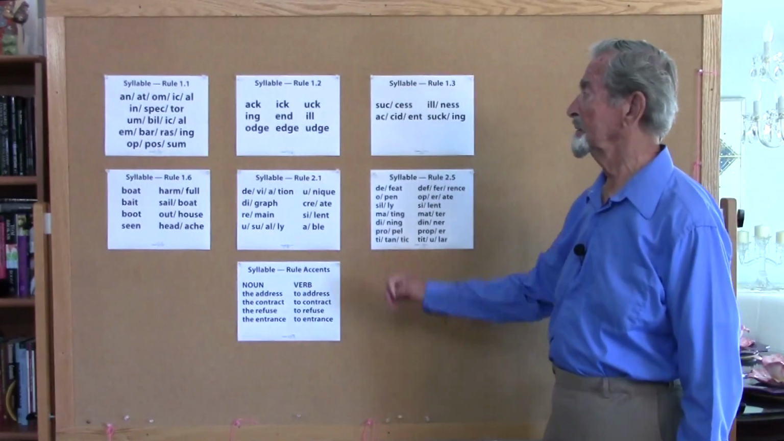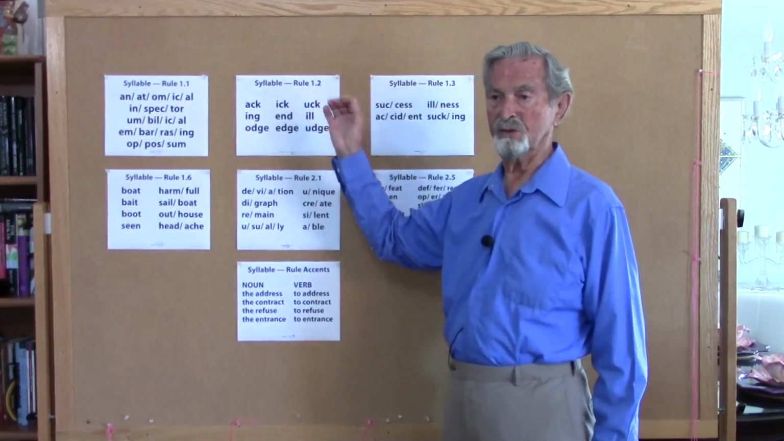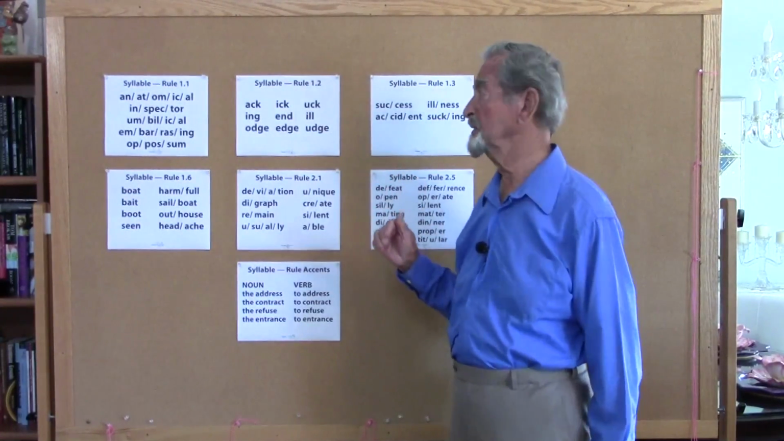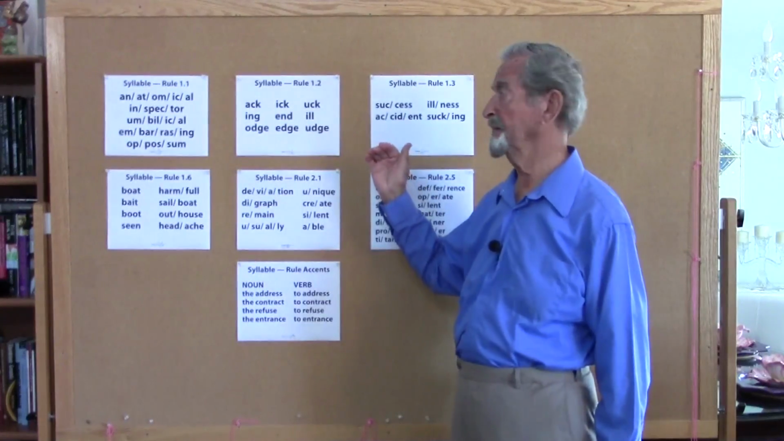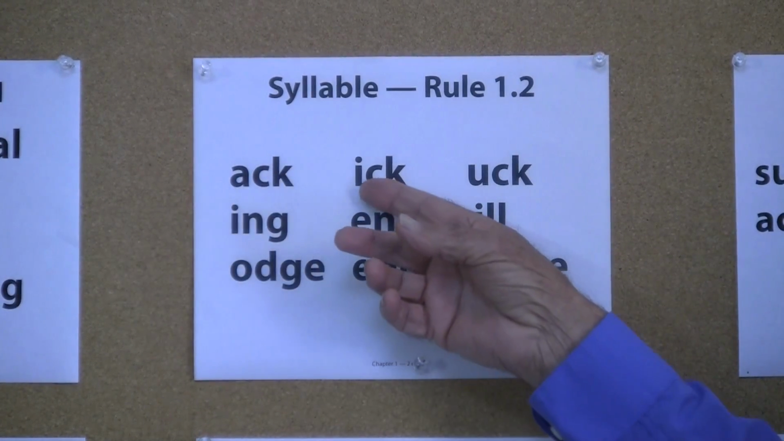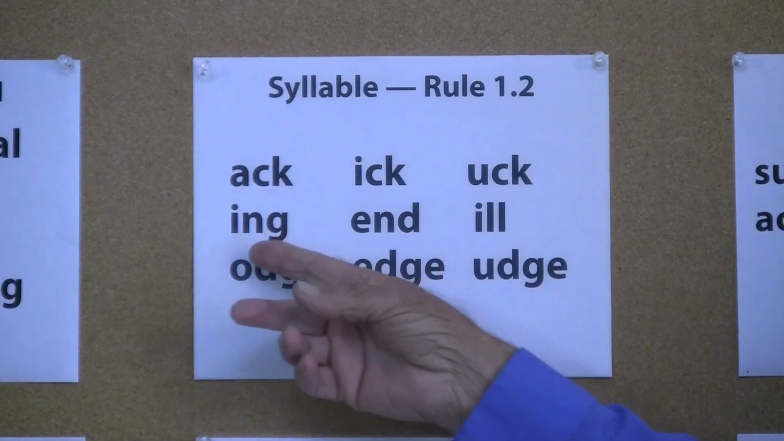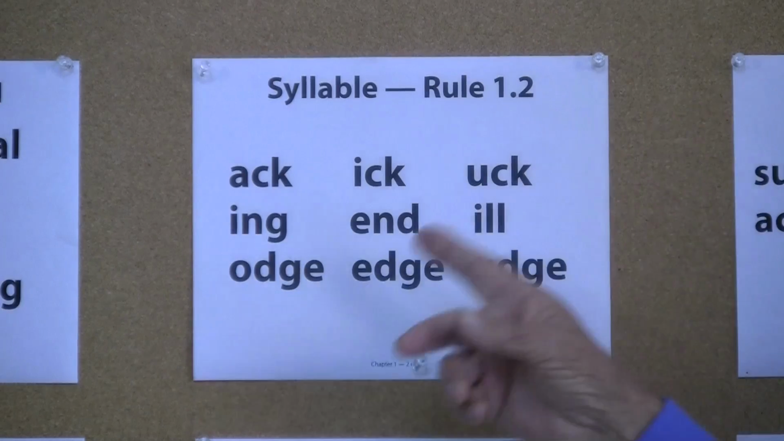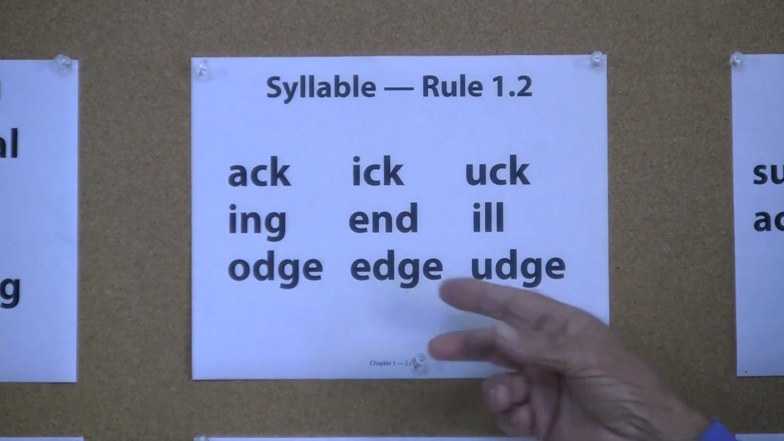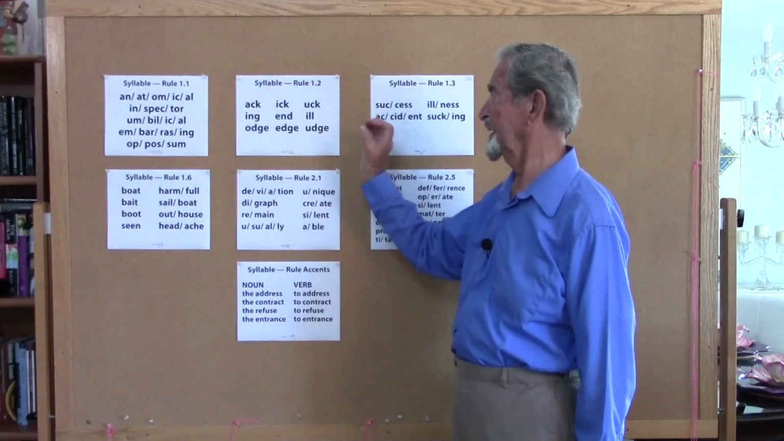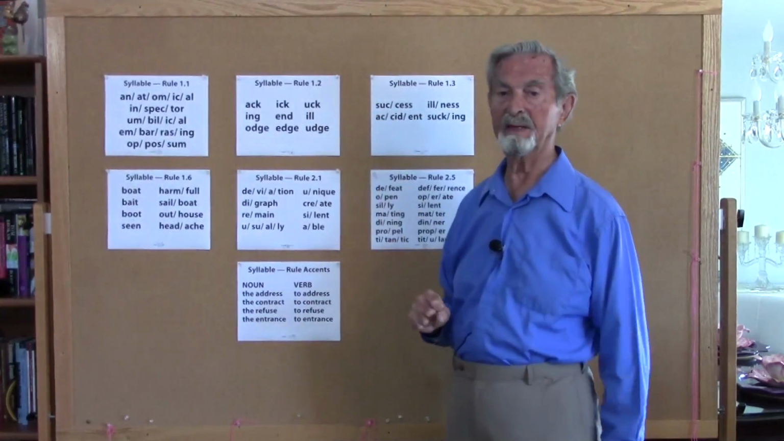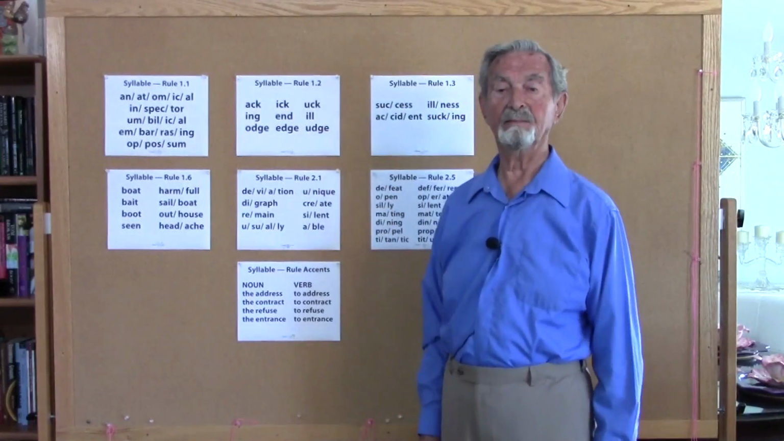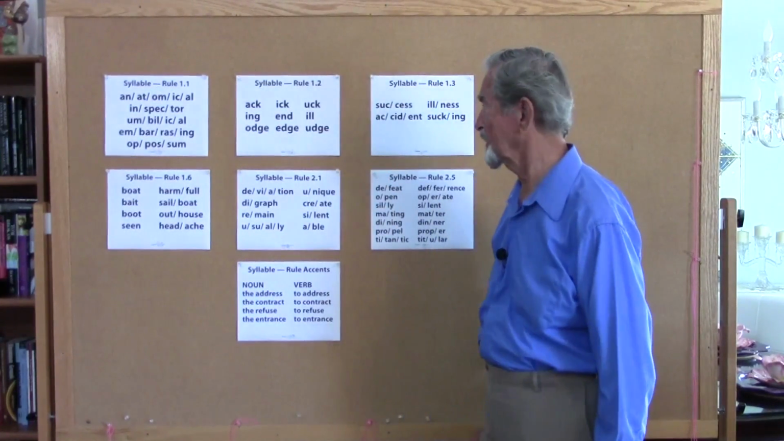The number of consonants attached to that specific vowel can be 4 or 5. Sack, pick, luck, sing, bend, kill, dodge, ledge, judge. These are, although they are longer than just short words like an and at, they are syllables.